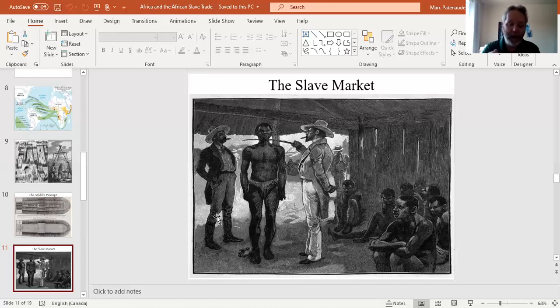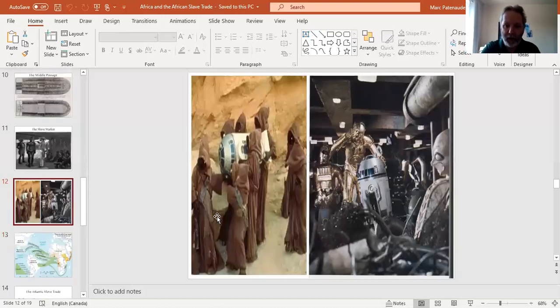So if you think about it, Star Wars gives you a good example of the process of enslavement. And what do I mean by this? Again, I'm not trivializing slavery. It was a horrible, horrible system.